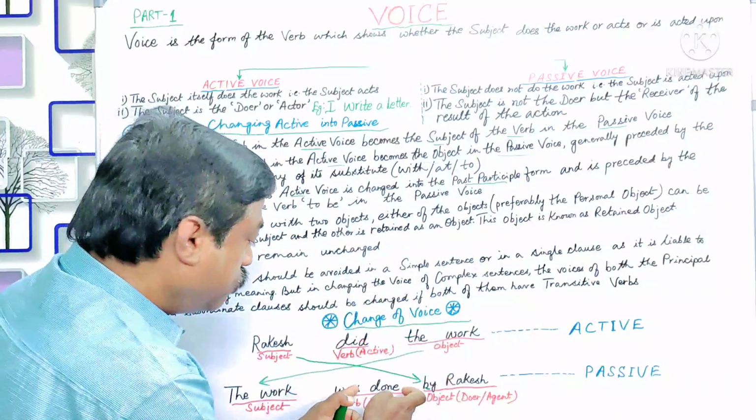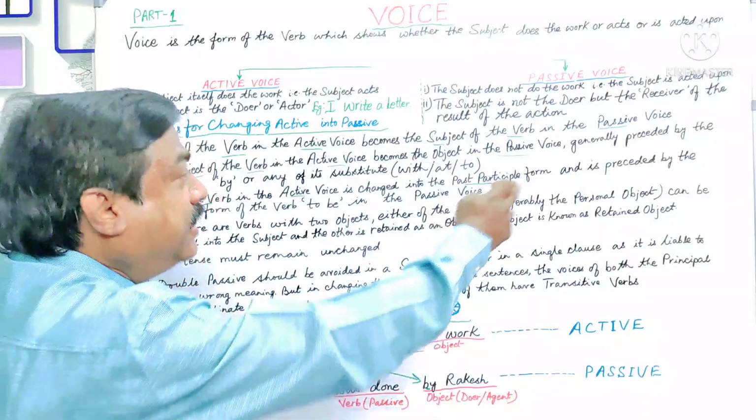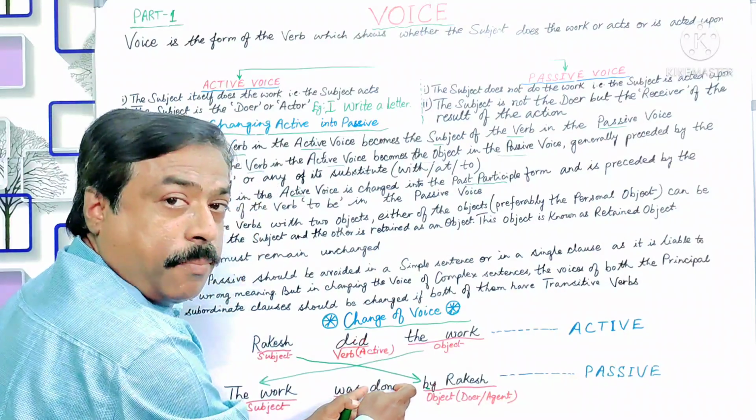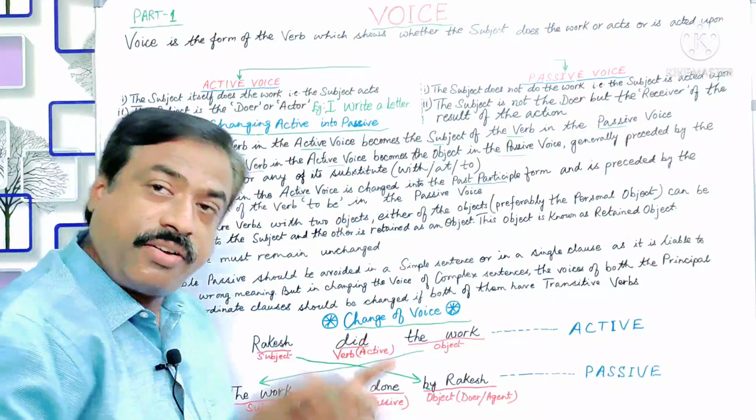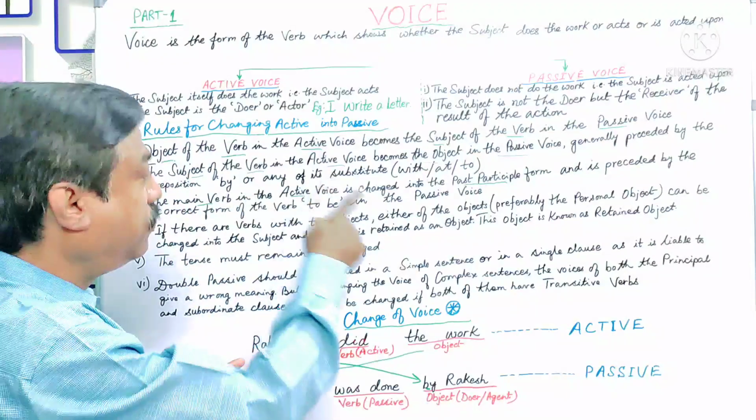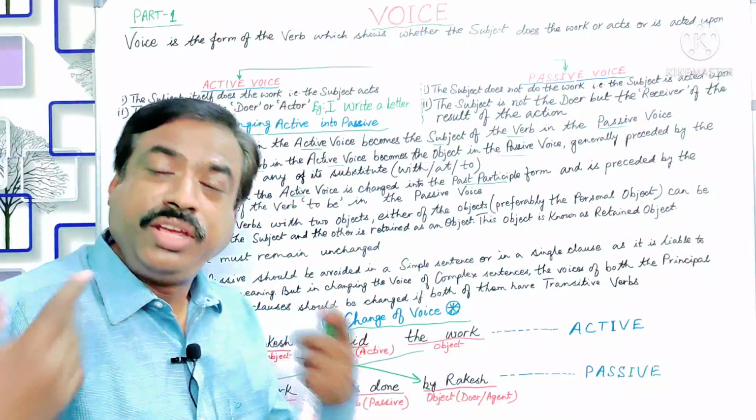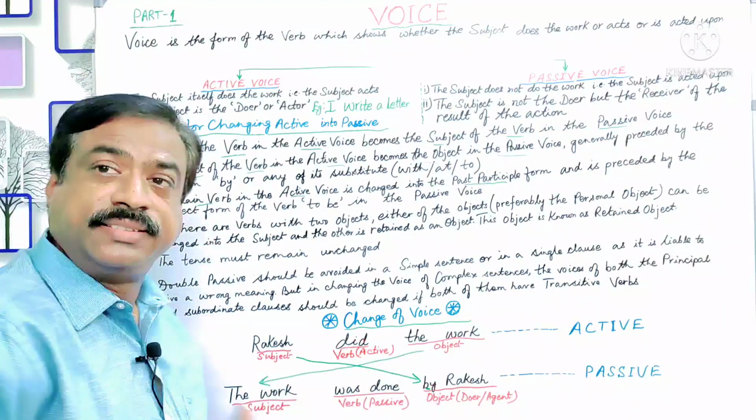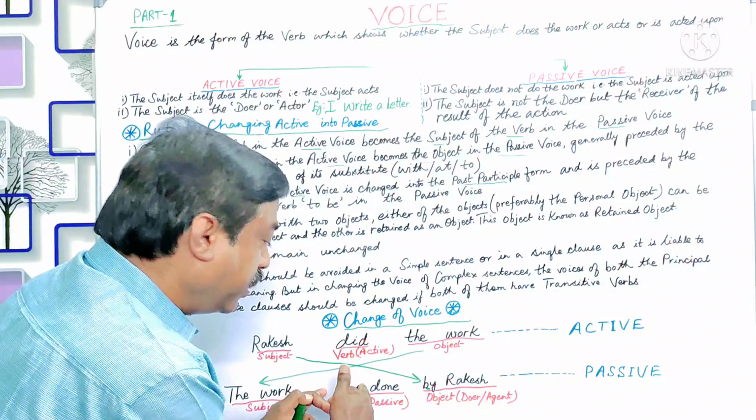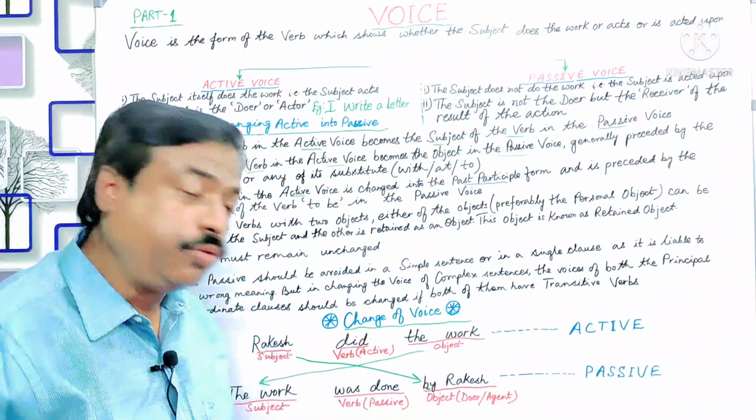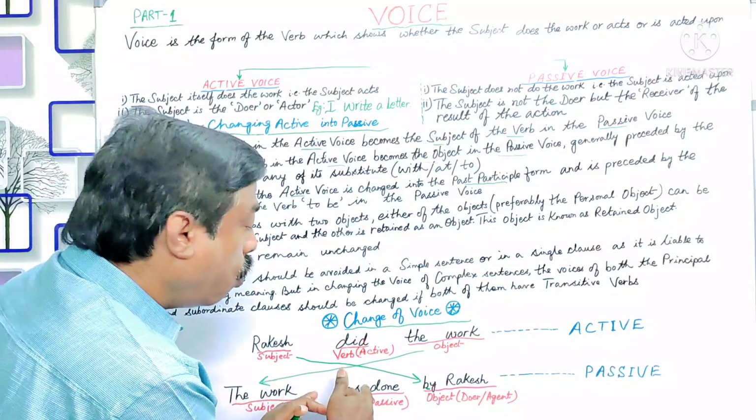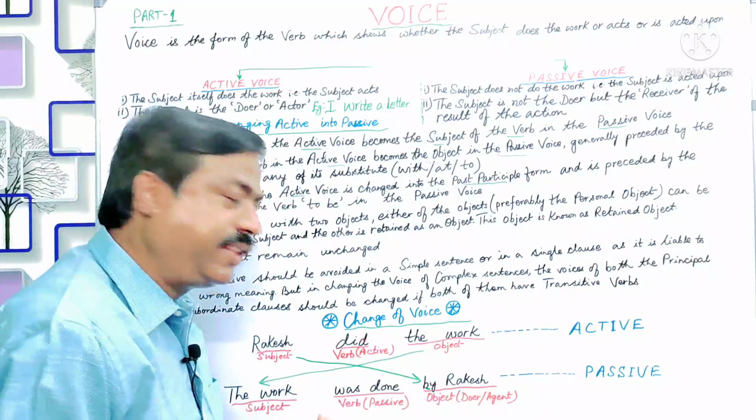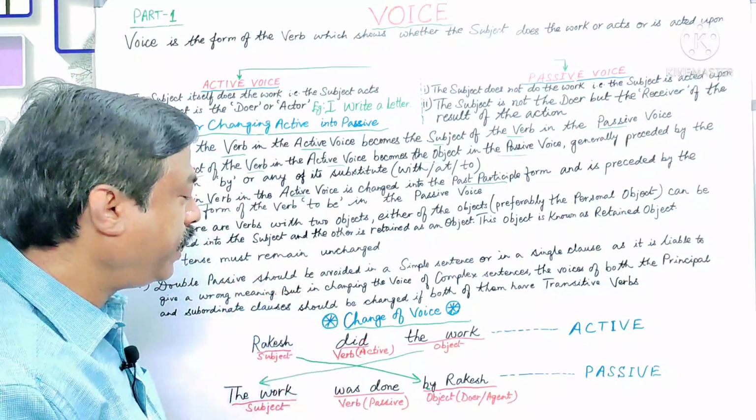So it is done. Here you see it is written done and is preceded by the correct form of the verb to be. And that correct form of the verb to be, here we know the auxiliary verbs am, is, are. The past form is was and were. So here it is in the singular form, so we have to use was. So the work was done by Rakesh, and this is in the passive voice. So I think now it is clear to you how to make the necessary change.